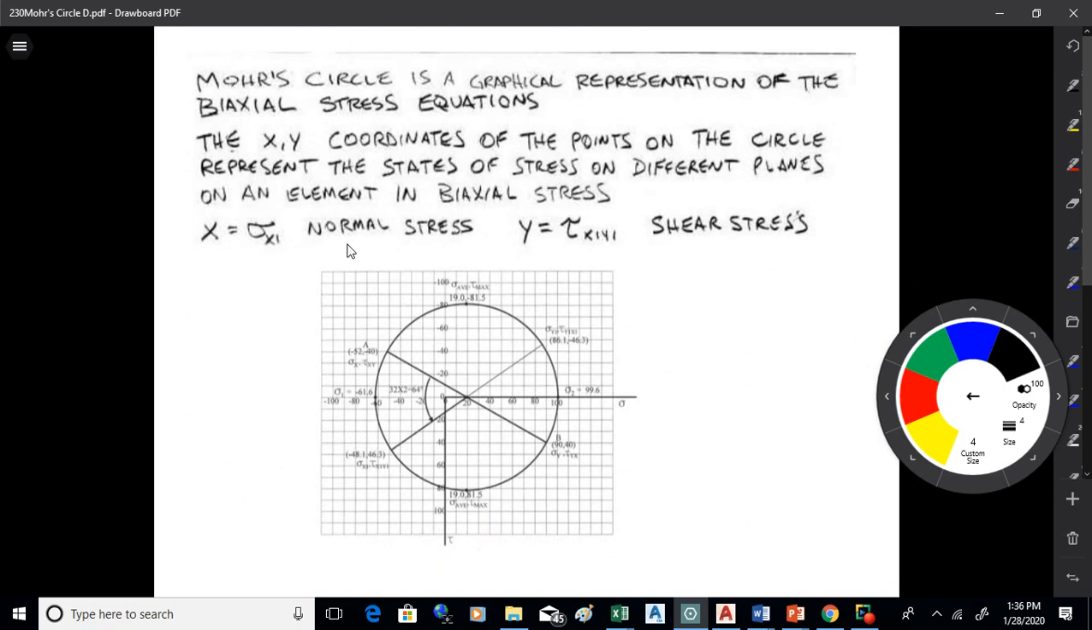So what Mohr figured out is you could represent all the stresses in an element as x and y coordinates and plot them up. And if you do that, they'll plot up as a circle. So he set x equal to the normal stress on a plane, sigma x1, and y equal to the shear stress. And he was then able to plot up all the stresses into a circle. And then you could look at the points on a circle and figure out what the stress was at whatever angle you were interested in.